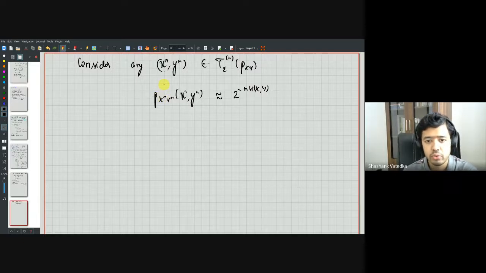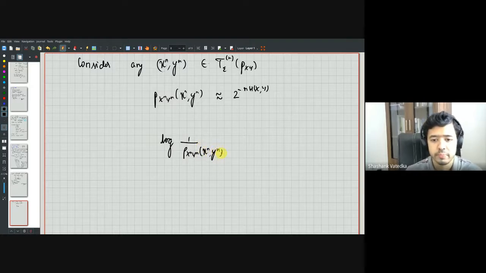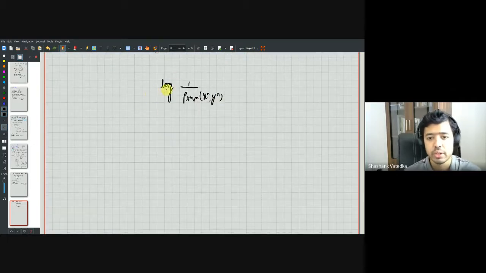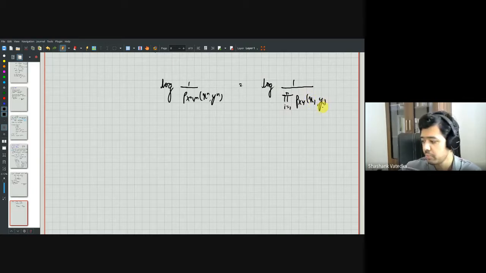Okay, so instead of looking at p x n y n of x n y n, let us look at log 1 over p x n y n of x n y n. Okay, so let's look at this particular function. But what is this equal to? So we're drawing these according to the IID distribution. So this is just the product, i going from 1 through n, of p x y of x i y i.